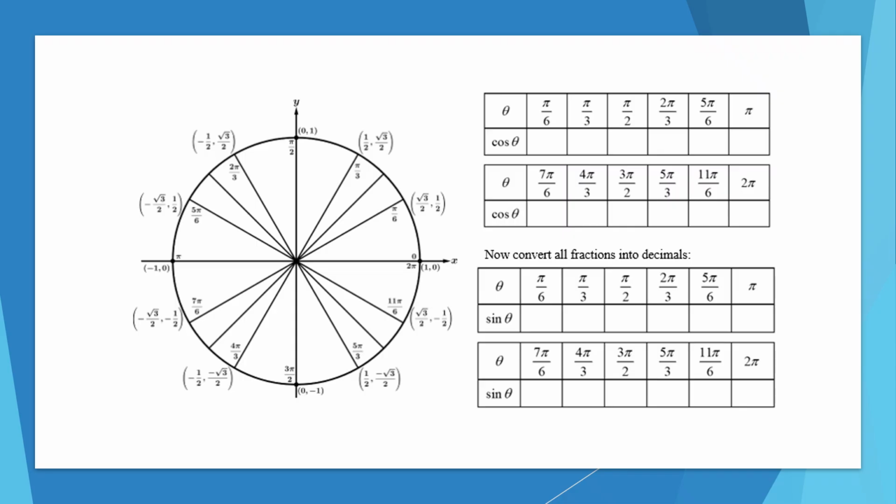All right, so let's do the same for cosine here. This is also going to require the unit circle. So I'm just going to fill these in. Root 3 over 2, 1 half, 0, negative 1 half, negative root 3 over 2, negative 1, 1, 0, 1 half, root 3 over 2.